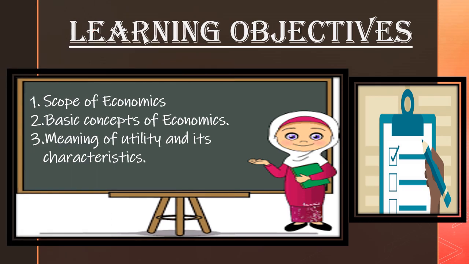So here are the topics which we are going to continue. The first one is the scope of economics, meaning what are the areas which economics studies, which economics covers. It will be of different aspects we will study. The second concept is basic concepts of economics. In this, you will come to know about the important terms used in economics. The third one is the meaning of utility and its characteristics. The word utility would obviously be a very new word for you, because you just entered the +1 standard, and it would be interesting to understand the utility concept.